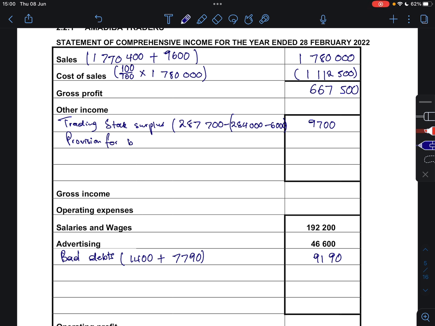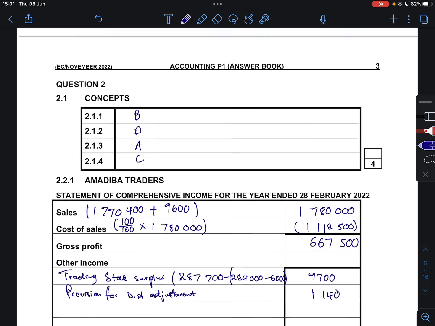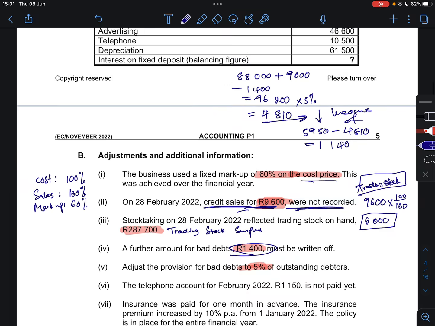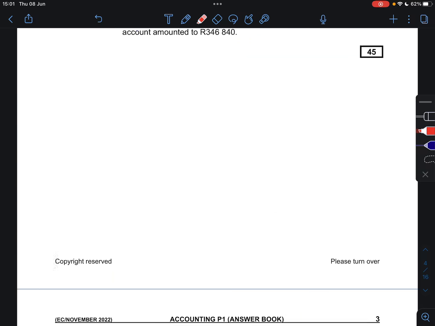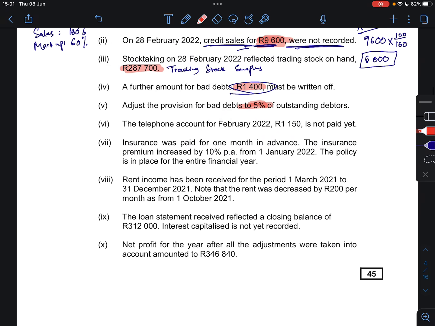Okay, so it's a provision for bad debts. Please allow me to abbreviate bad debts adjustment, but never abbreviate when you are writing your exam or your test. You will get a nice 0. So it's 1,140. Let me just make sure that amount is correct. Yes, it's 1,140. So we have adjusted for our bad debts.